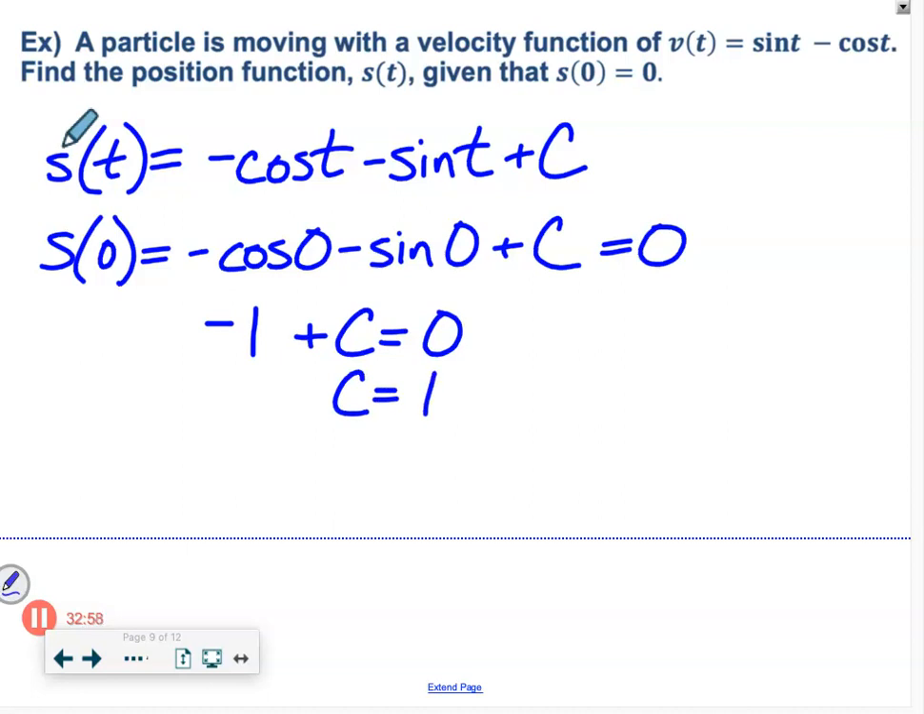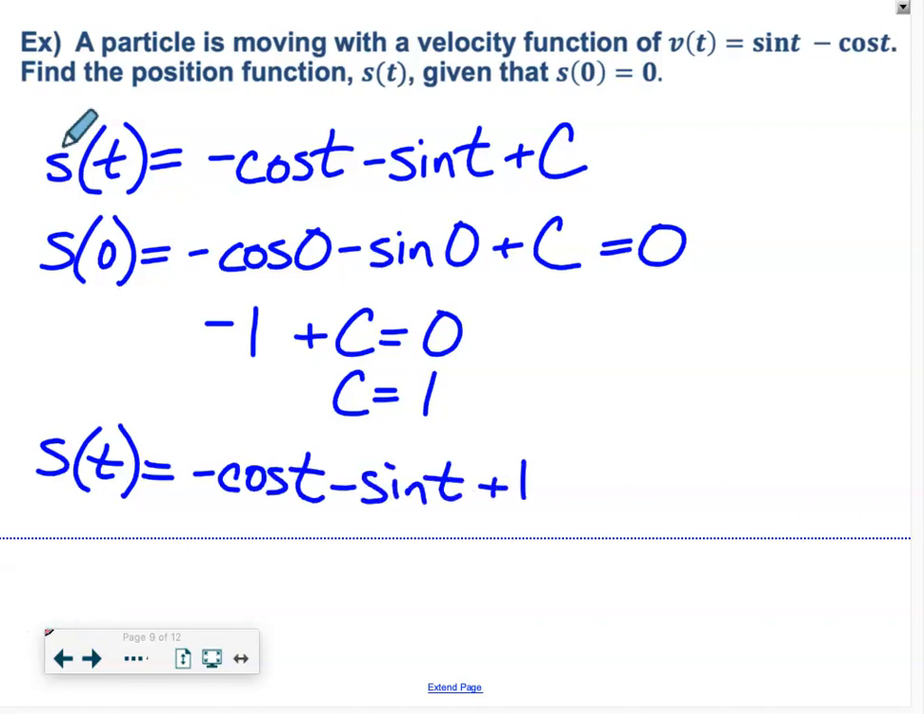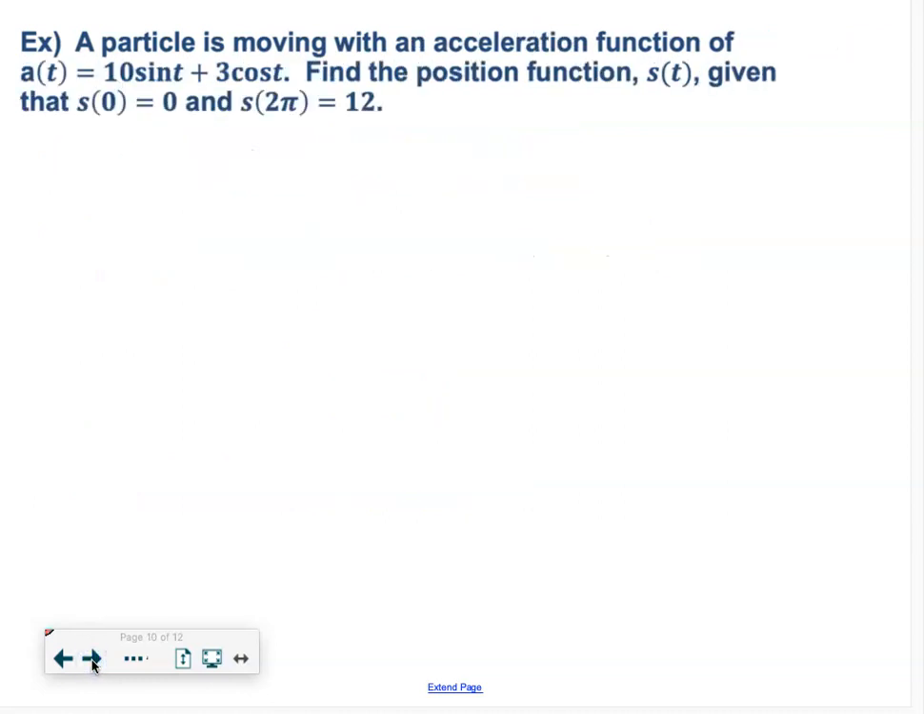So watch out. They love to do problems where you plug in a 0 into cosine, and so it's a trap, right? It's not 0, it's 1. All right, so s of t equals negative cosine t minus sine t plus 1. All right, how are we feeling about these? Okay. All right, let's see what you can do on your whiteboards.